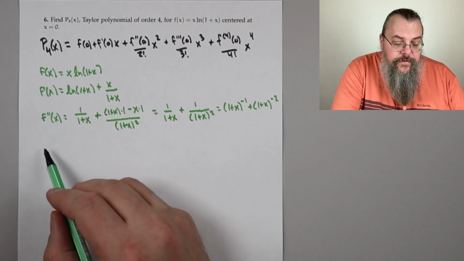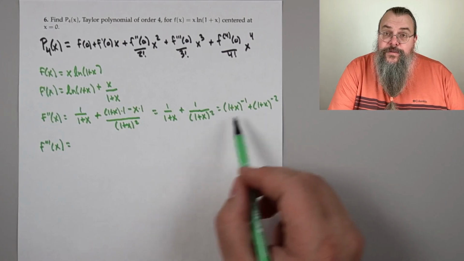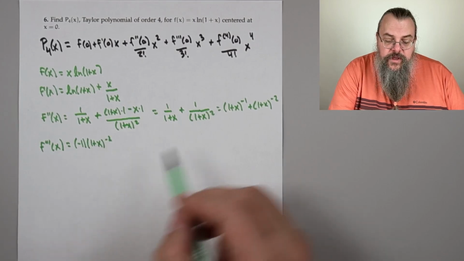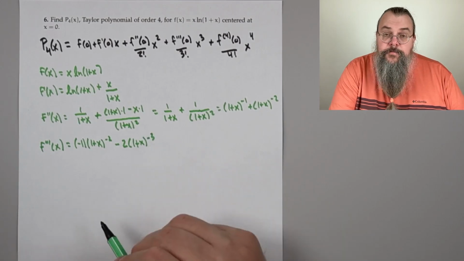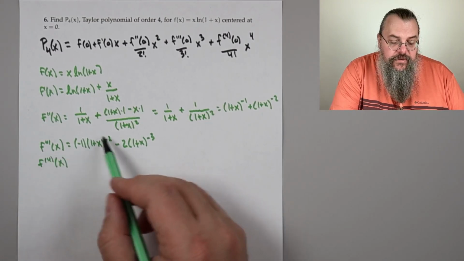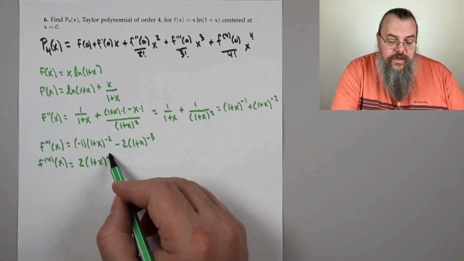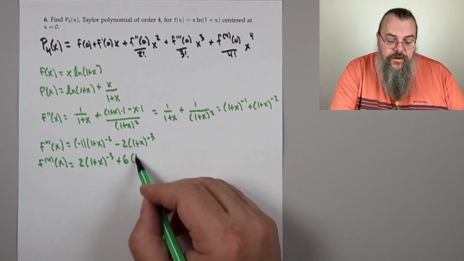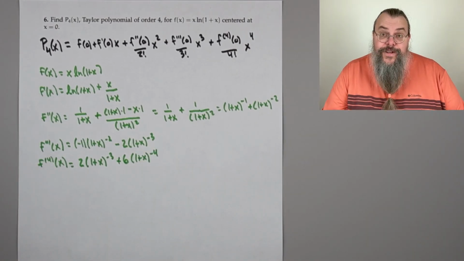All right, f triple prime of x, third derivative. So now that it's in this format, minus 1 comes down, 1 plus x to the minus 2. Here, minus 2 comes down, 1 plus x to the minus 3. And our last derivative. Okay, minus 2 comes down, minus 1 times minus 2 makes a plus 2, 1 plus x to the minus 3. Minus 3 comes down, minus 2 times minus 3, plus 6, 1 plus x to the minus 4. All right, so we've taken derivatives.